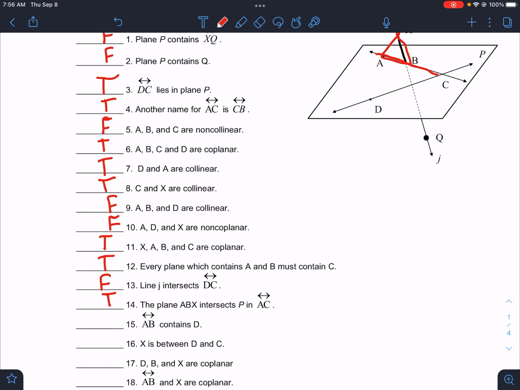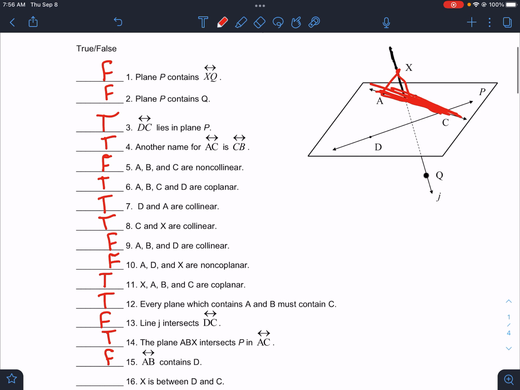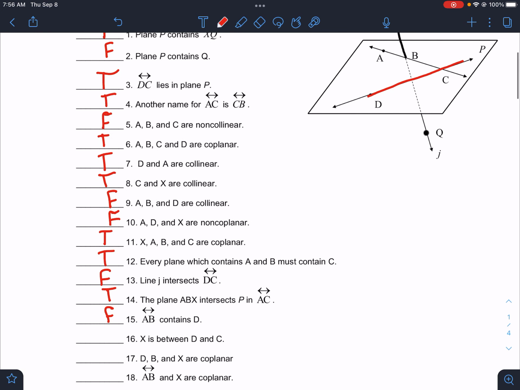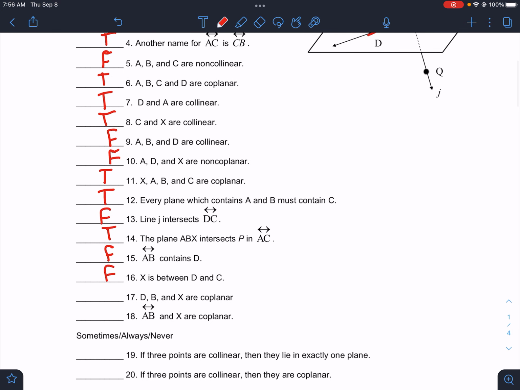Line AB contains point D, no. Point D is not on this line AB. Line AB would have to turn to get D. That is not on the same line. X is between D and C. Between, they have to be collinear to be between. This is the line DC. Is X collinear with D and C? No, it's not. So it's not between.